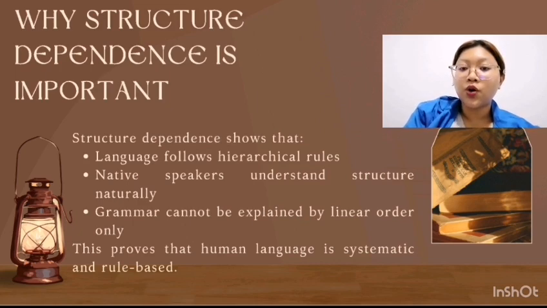Structure dependence shows that, 1, language follows hierarchical rules. 2, native speakers understand structure naturally. 3, grammar cannot be explained by linear order only. This proves that human language is systematic and rule-based.